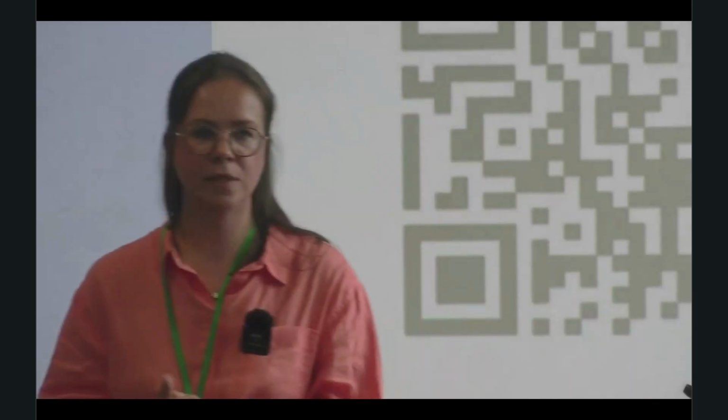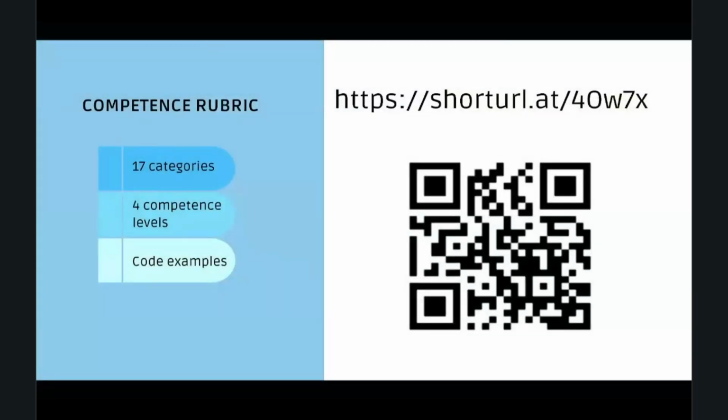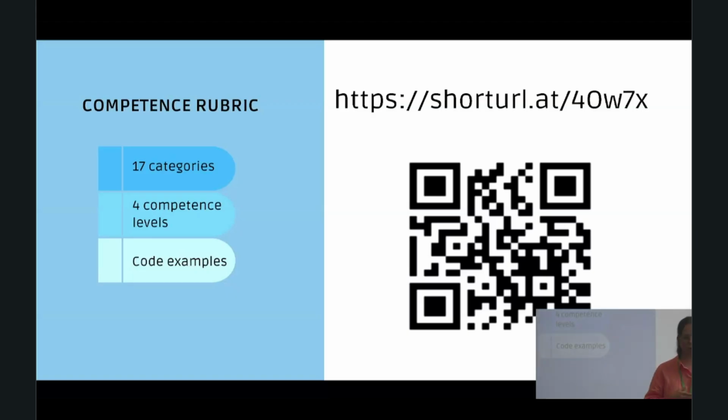The competence rubric we created consists of 17 categories and has 4 competency levels, and it also has some code examples for teachers who need a little bit of support. This is a short URL to the competency rubric where you can download it and have it on your computer. There's also a QR code, so you can find it in both ways.